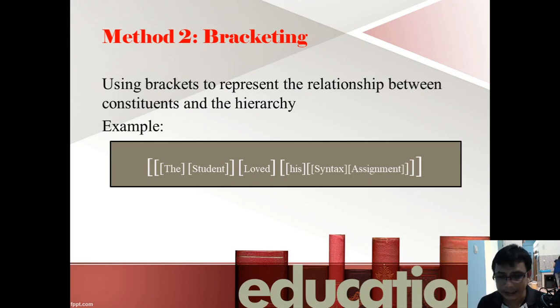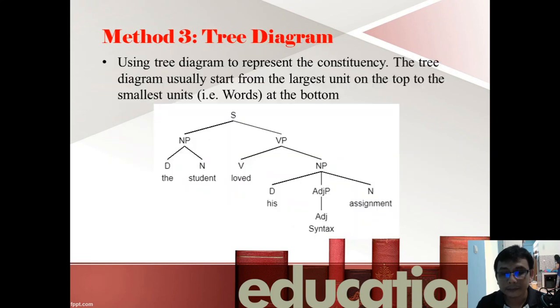This is quite complicated if you don't know the principle, but it's actually the similar thing that we have shown in the previous method. Okay, but now I would like you to concentrate on this third method, which is tree diagramming. Using tree diagram, we can represent the constituency. So if you see here, the tree diagram usually starts from the largest unit on the top to the smallest unit. So it is similar to reading from the first and the second method.